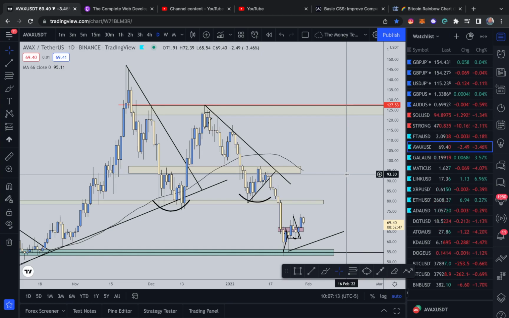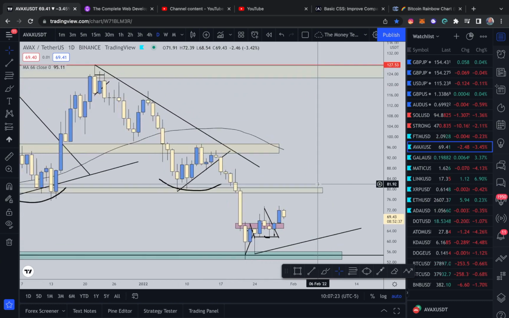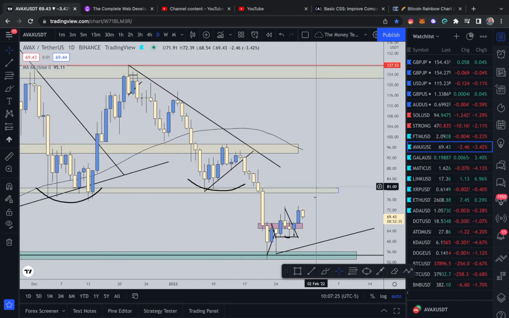Okay, so in this video we are going to be analyzing the chart of Avalanche, AVAX for short, some people call it. I think we should talk about yesterday's daily candle close, right? We're on the daily chart. We're getting straight into the charts, no long talk, right?